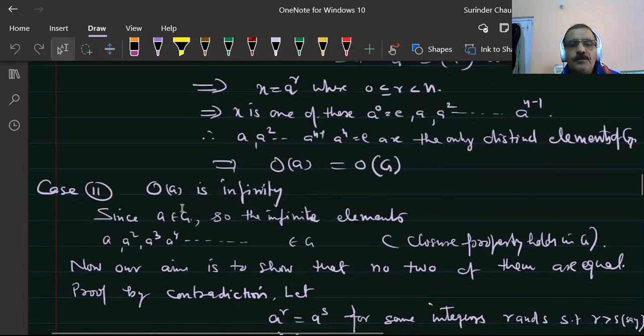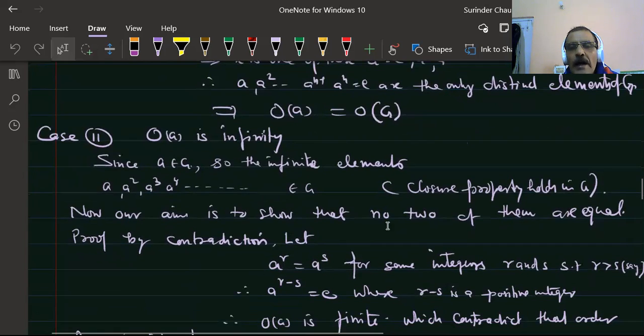Now, second case: if the order of A is infinity. If the order of A is infinity, since A belongs to G, the infinite elements A square, A cube, and so on to infinity belong to G, by the closure property because G is a group. Now, our aim is to show that no two of these elements are equal.